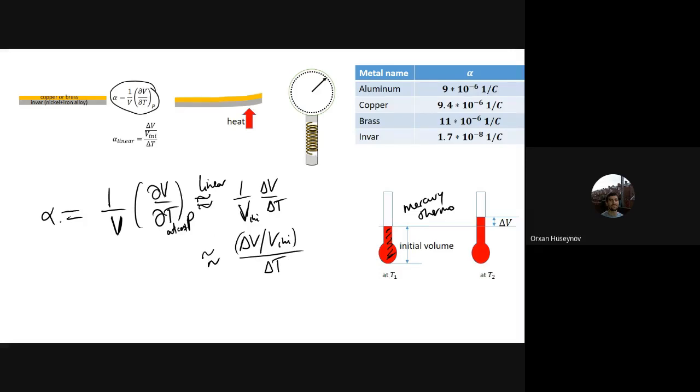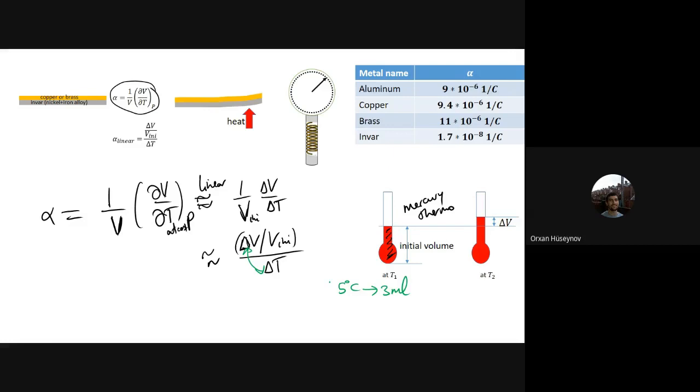The alpha says how sensitive the material is. You see here, I am dividing the volume change due to temperature change. This volume here changed due to temperature. The reason is the temperature change. You have 5 degrees Celsius, for example, as the temperature change. As a result of it, the mercury's volume changes, say, 3 milliliters.